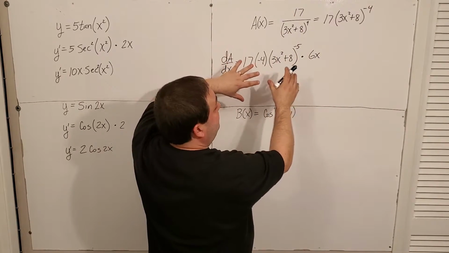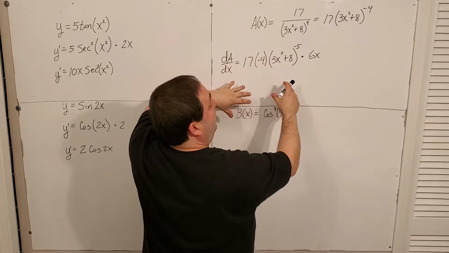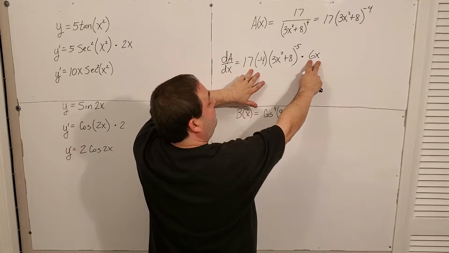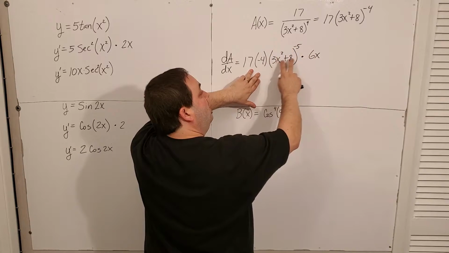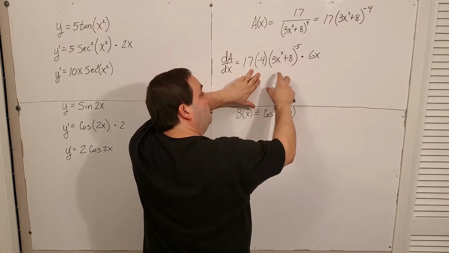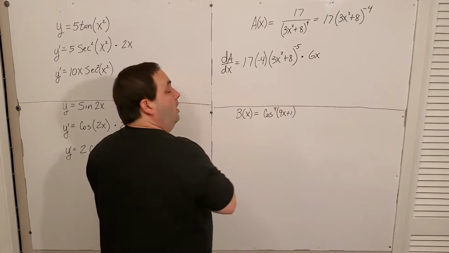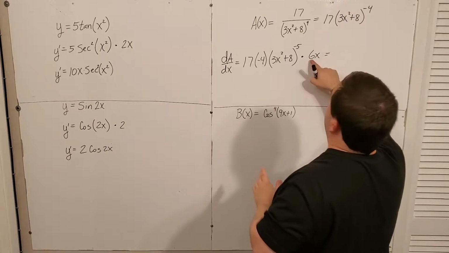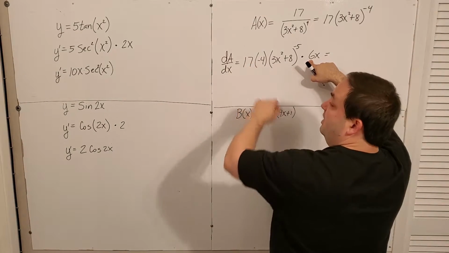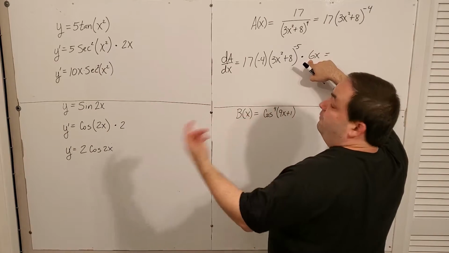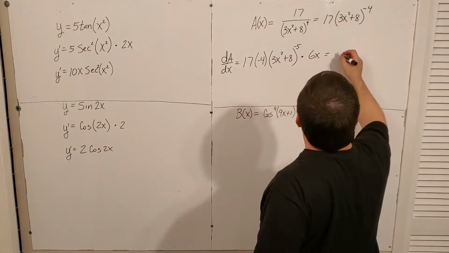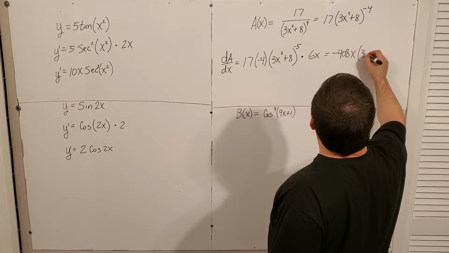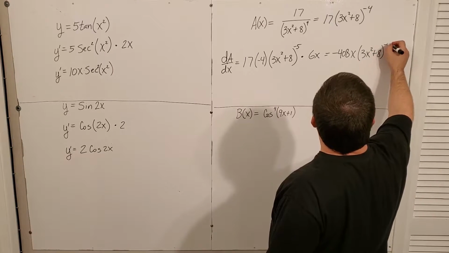Okay, so now that I've gotten it to this step, I need to simplify it some, right? So I'm going to end up multiplying these pieces that are sort of free-floating. And then this piece right here is to the negative 5th power. I'm going to go ahead and rewrite that back in the denominator. I don't have to, right? Let's take a couple of steps and I'll show you. First, 6 times 4 is 24, times 17 is 408, negative. So negative 408x. And then I still have the 3x squared plus 8 to the negative 5.